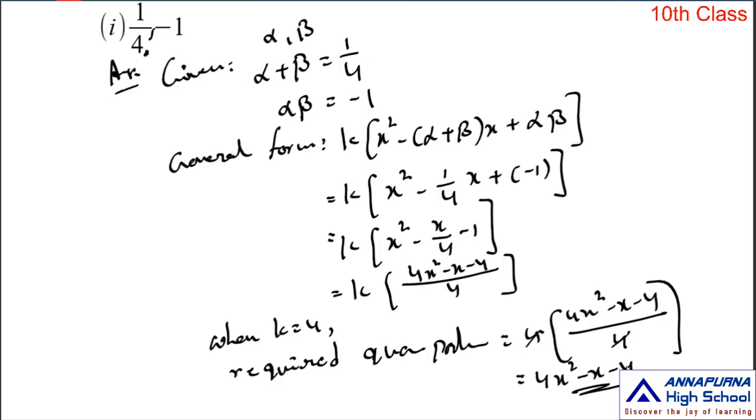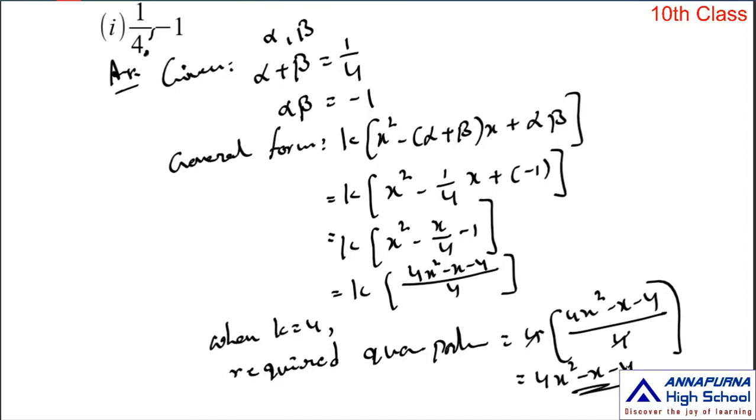Here you remember a most important point. Sir, why are you taking k is equal to 4? Why do we not take k is equal to 2, or k is equal to 1? Why not take those values? There is no specific rule to choose the k value. I am just presenting the quadratic polynomial in the simplest manner. That means all the coefficients I am presenting in integers. That's why here I am choosing k is equal to 4.